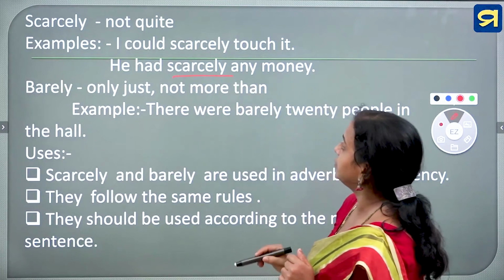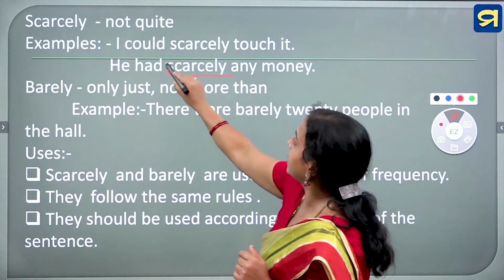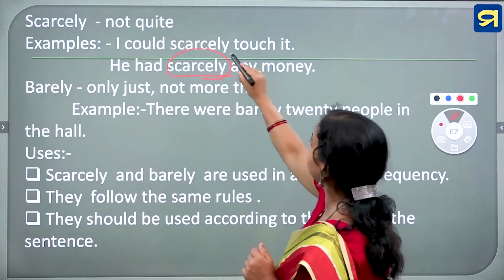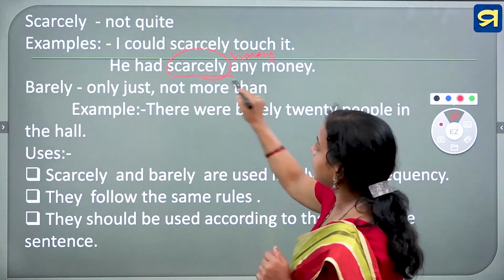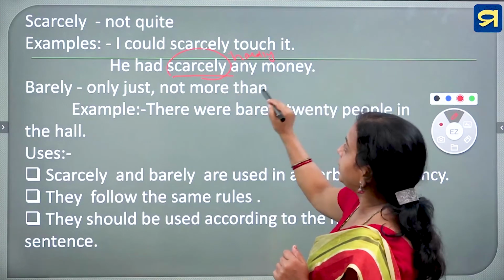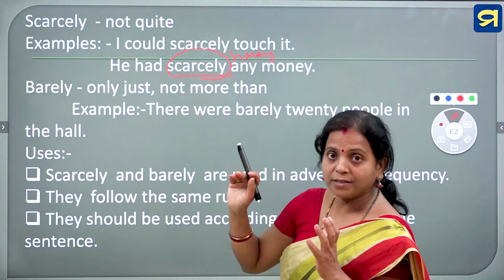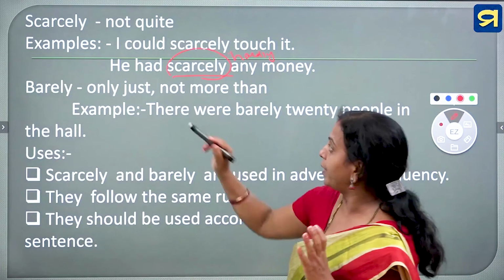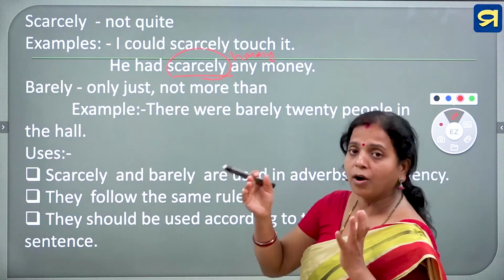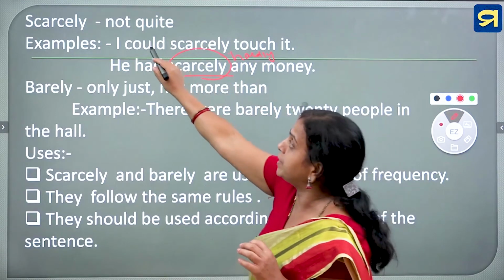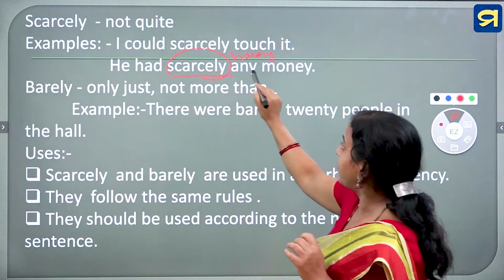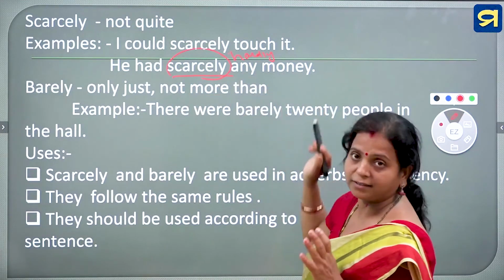In this sentence, in place of scarcely, you can use hardly also. But this sentence indicates money, that means not enough or not quite. He had not enough money or not quite money. So this sentence mostly indicates the meaning of scarcely. So it is better to use scarcely than hardly.